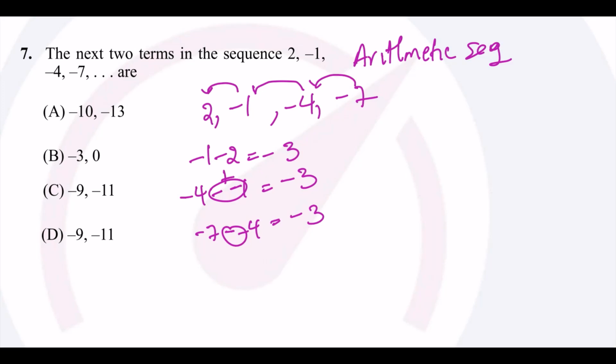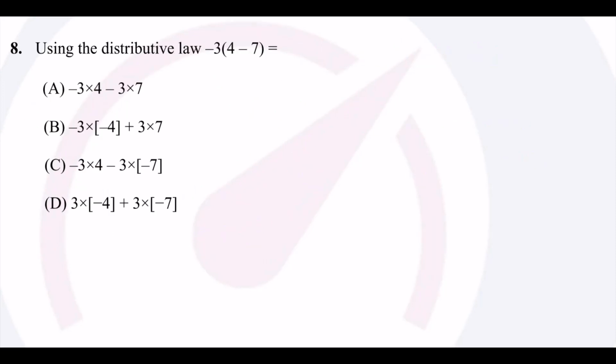So -3 plus -7, because we want to find the next two terms. So -7 plus -3 gives me -10, and -10 plus -3 gives me -13. So the next two terms would be -10 and -13, which means our answer is going to be A.